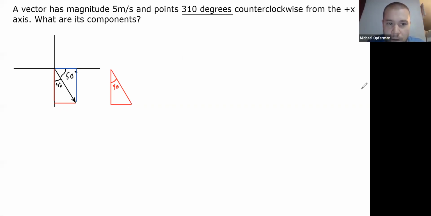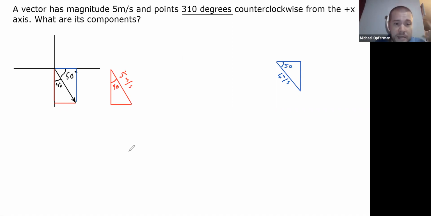Or the blue right triangle is your other option, where we went over like this, we went down, the hypotenuse is like that, and we had a 50 degree angle here. In both cases, the hypotenuse is 5 meters per second, and over here, 5 meters per second. Now I want to say both of these right triangles are fine.